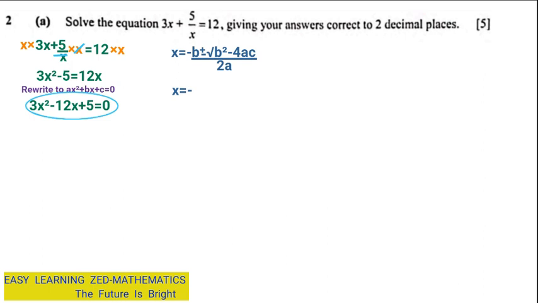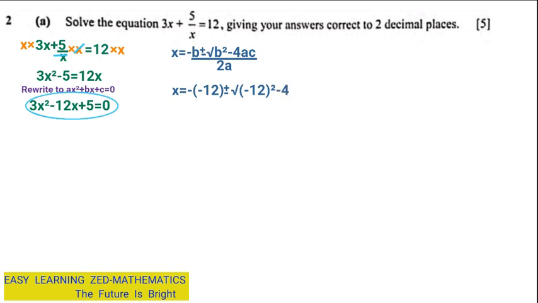So I'm going to write negative multiplied by negative 12. So the value of b is negative 12. That's why you can see double negatives there, which will be plus or minus, then the square root. Then what is the value of b? The value of b is negative 12. So it's going to be negative 12 squared, because there is b squared, which will be minus 4.